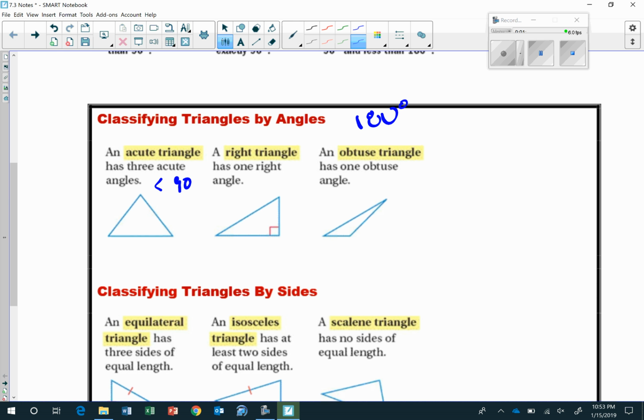Again, if you think about it, if we have one angle that's over 90 degrees, we can't have another one because that would put us over 180. So it can only be one obtuse angle or one right angle.